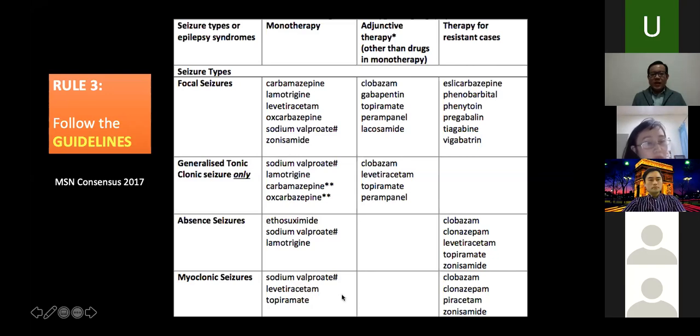You see that lamotrigine is not listed here, partly because, as I mentioned, it has 30% seizure aggravation, but yet it is still effective in the other 50 to 60%. So this can still be considered, but it is not in the list.